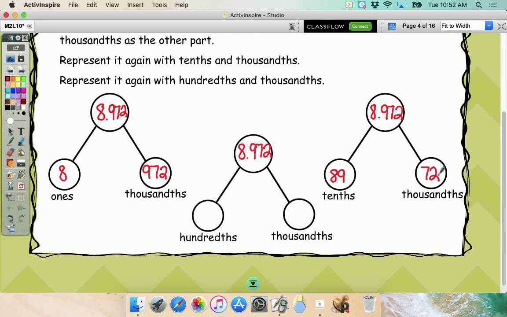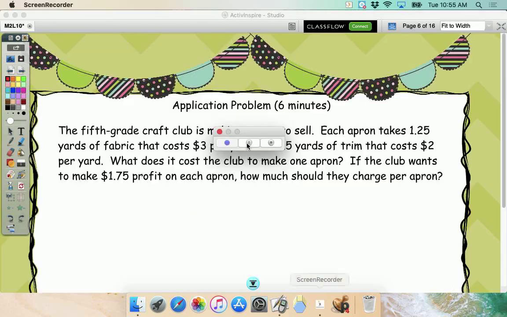Okay? So I know you're dying for me to ask you to say it, aren't you? How about everybody else? What do I write in the hundredths here? 897. Okay? And what do I write in the thousands? 2. Okay.